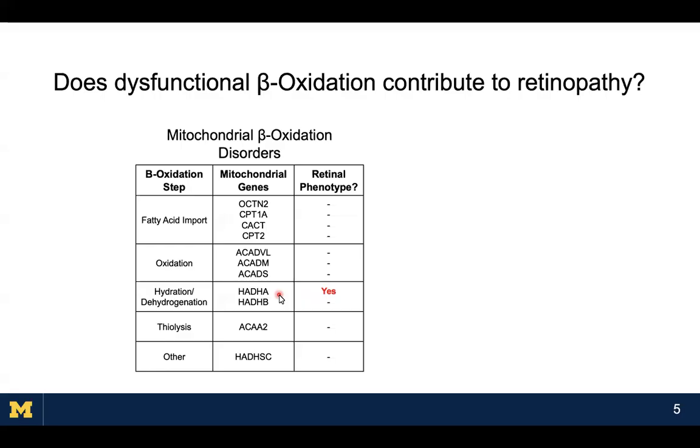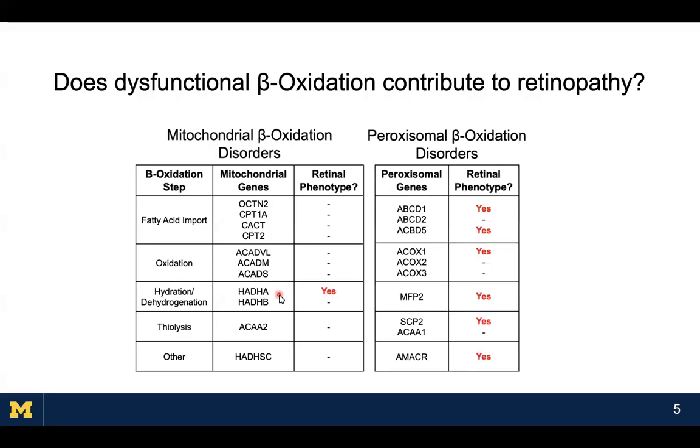But that changes a lot when we look at peroxisomal beta oxidation. If we look at the same steps of beta oxidation that the peroxisome does, the peroxisome actually uses a different set of genes and enzymes to perform its beta oxidation, but it is the same few steps.